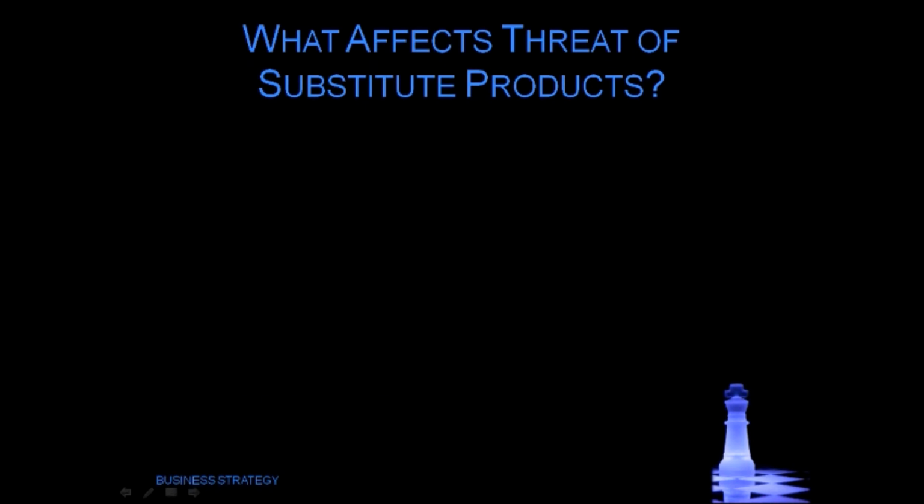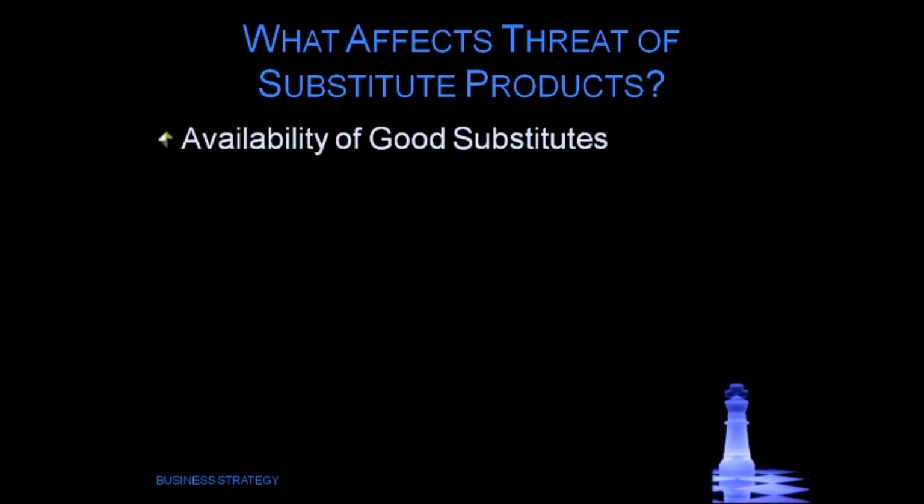What affects the threat of substitute products? The availability of good substitutes. Now we say good substitutes because not all substitutes are viable. For example, I don't like to fly, but I'm going to have to go to a conference and it's in New Orleans. And because it's during the semester, I don't have time to drive. So driving is not a good substitute. Riding a horse is a substitute, but it's not a good substitute. Sometimes driving a car could be a good substitute. So the more available good substitutes are, then the higher the threat.